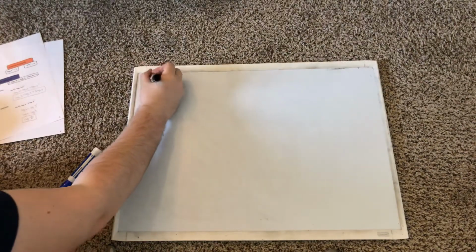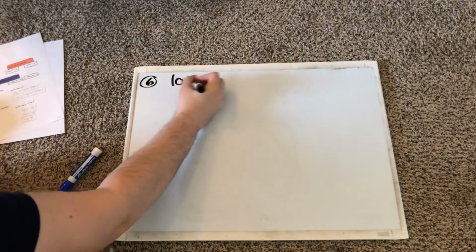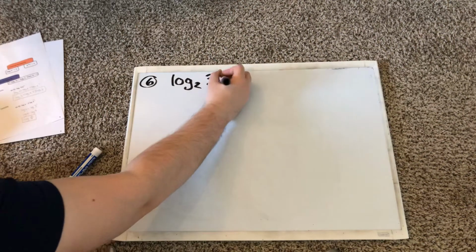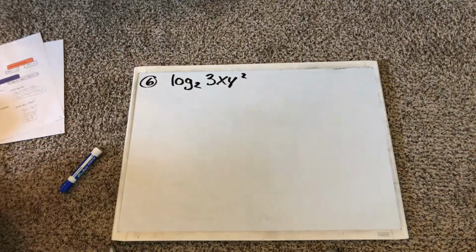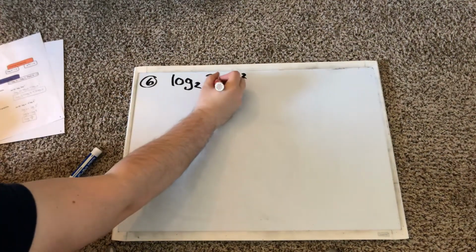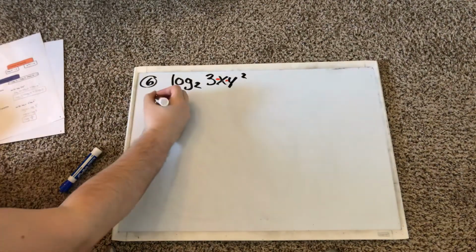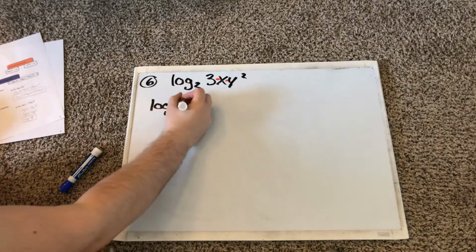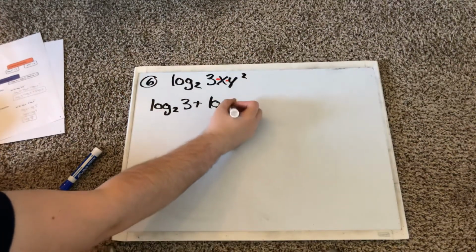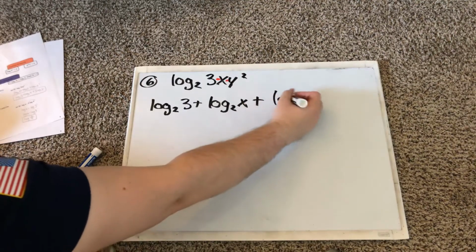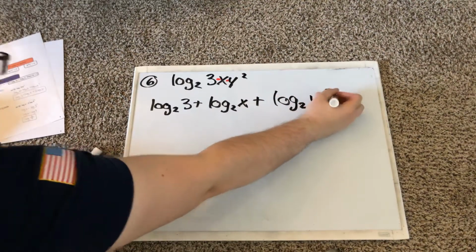All right, number 6. I have log base 2 of 3xy squared. So the first thing I want to do is I want to look and see, hey, I got multiplication going on here and here, so that means I use the product property, which means to expand it, multiplication goes with addition. So when I expand it, I get log, the base stays the same, plus log base 2 of x plus log base 2 of y squared.